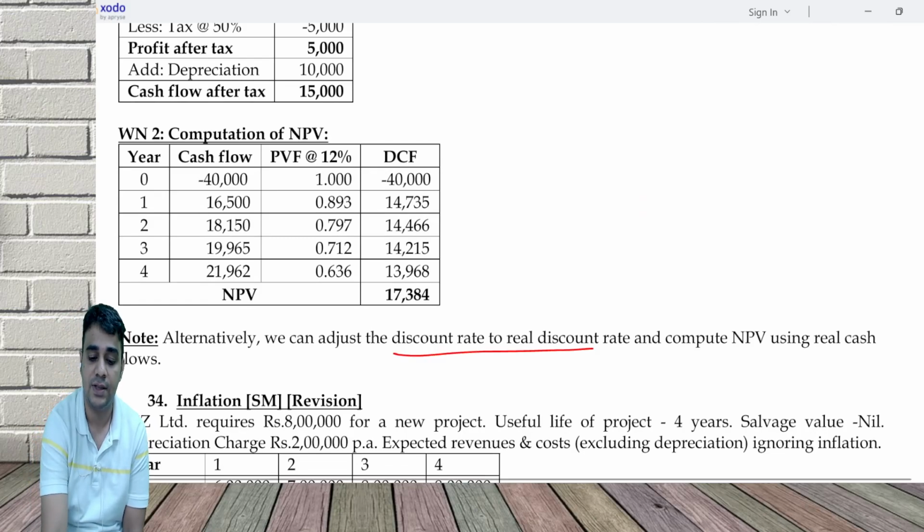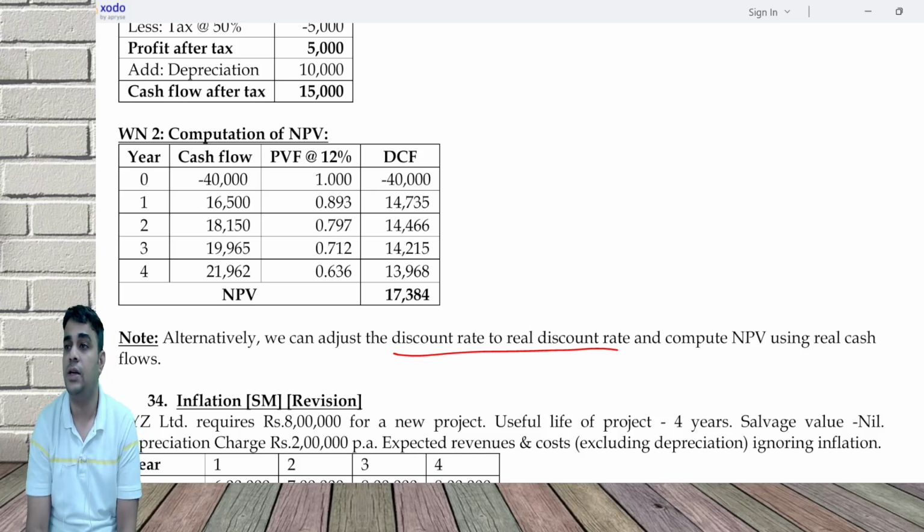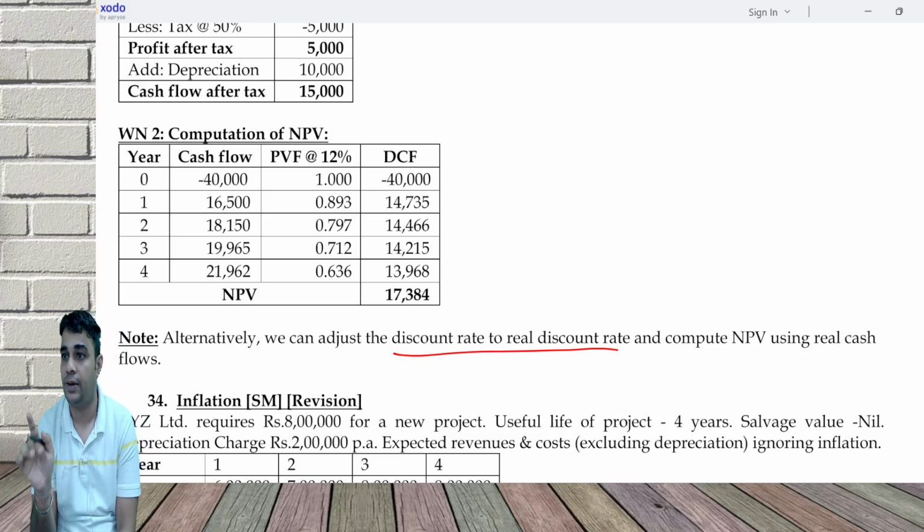Alternatively, you can adjust the discount rate to RDR and compute NPV using real cash flows. The two approaches will give a slightly different answer here. The reason for that I'll also explain. So that is why I always prefer the MDR approach. Wherever possible, try to do only the MDR approach. In the first question also, we calculated the money discount rate.